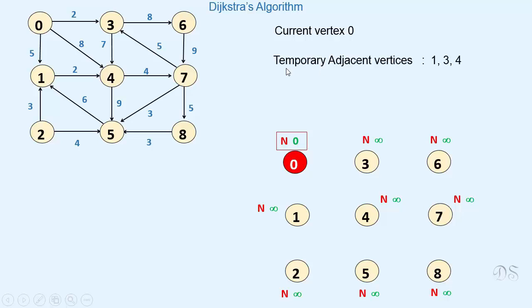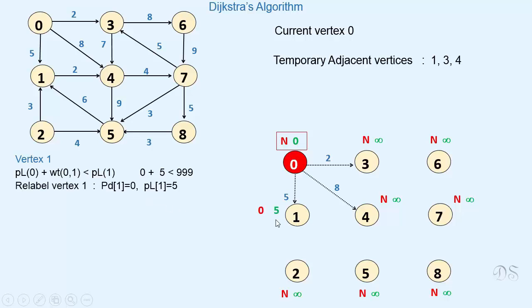Now we have to examine all the temporary vertices that are adjacent to this vertex 0. So these are the temporary vertices 1, 3 and 4 which are adjacent to this vertex 0. So now we'll examine these vertices one by one. Now first we'll examine this vertex 1. Path length of this vertex 0 plus weight on this edge is less than path length of vertex 1. So we'll relabel this vertex 1. Now 5 is the path length of vertex 1 and 0 is its predecessor.